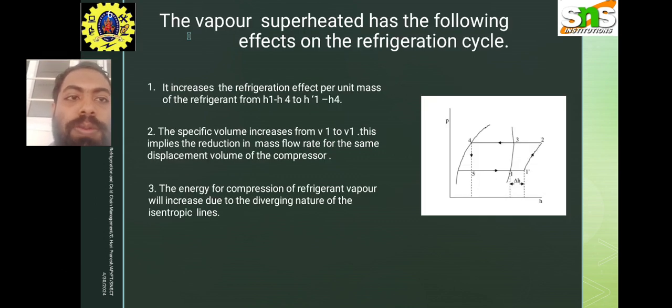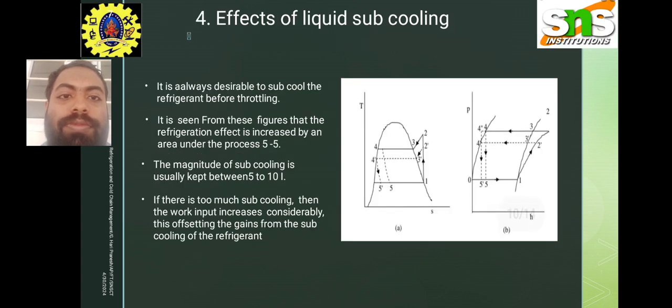The vapor superheat has the following effects on the refrigeration cycle. First, it increases the refrigeration effect per unit mass of the refrigerant from H1 to H4 to H1' to H4. The specific volume increases from V1 to V1'. This implies a reduction in mass flow rate for the same displacement volume of the compressor. The energy for compression of refrigerant vapor will increase due to the diverging nature of the isentropic lines.